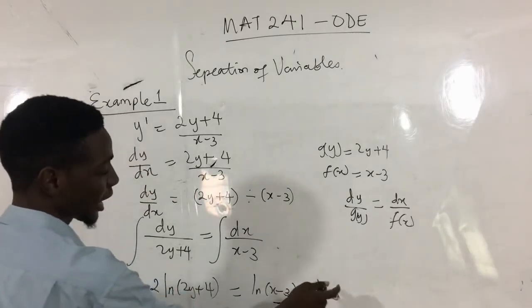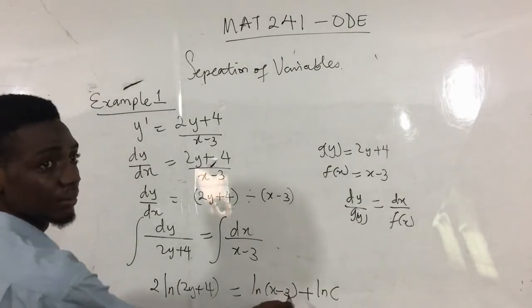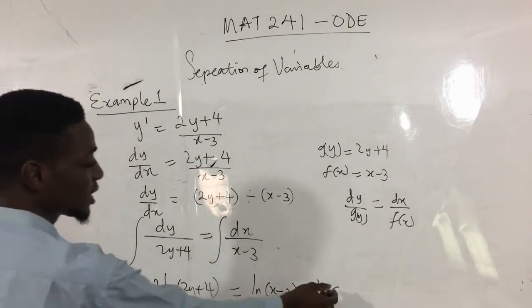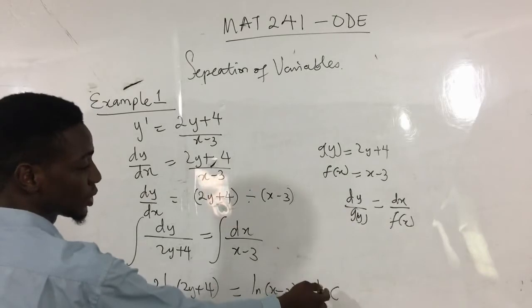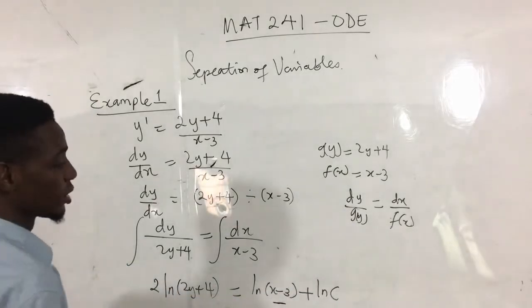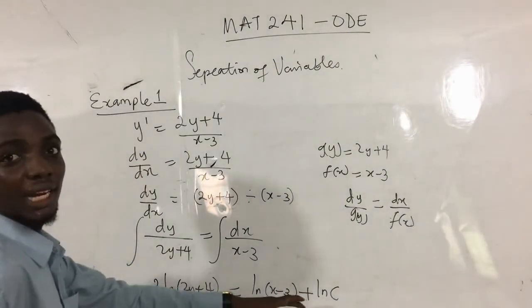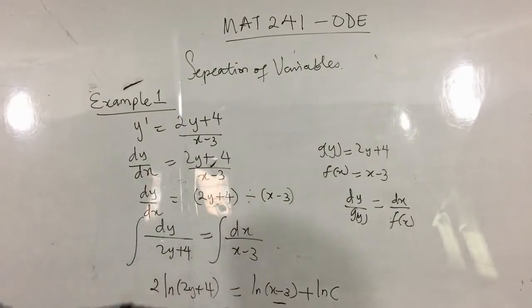And that constant, I don't want to put c there because we have everything in ln, natural logarithms. If I put c there, it will make it more difficult to obtain our y value. So the easiest thing for us to do is to make it what? ln c, because both c and ln c are constants.